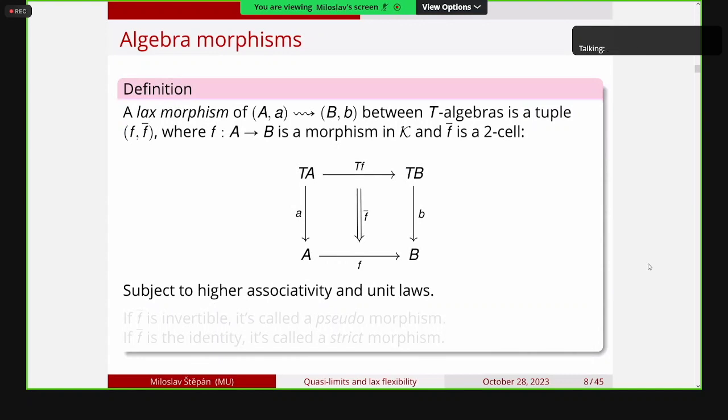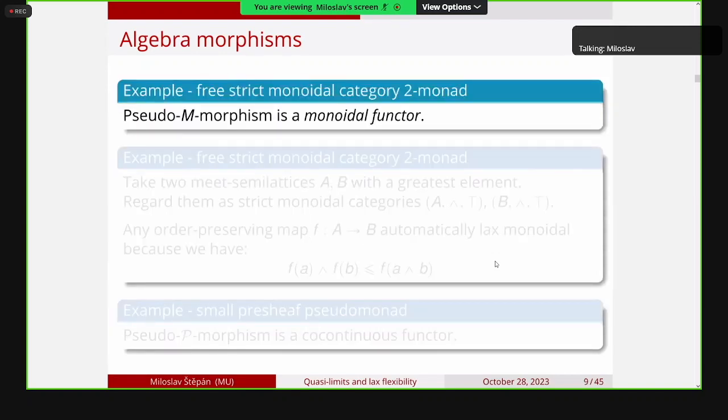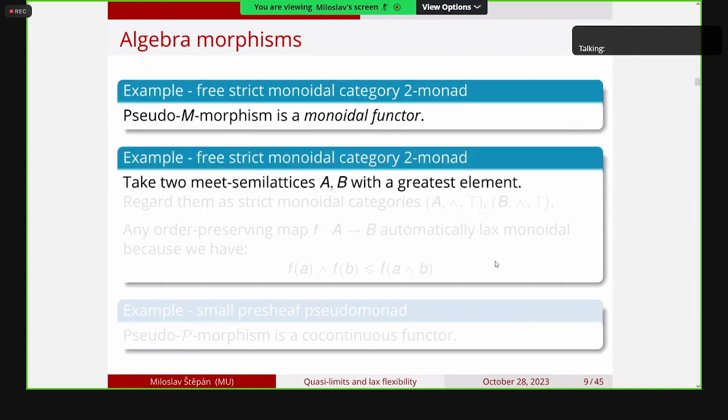Let me recall the notion of morphisms between algebras. Again, there are various degrees of strictness. A lax morphism between algebras A and B consists of a one-cell component together with a two-cell component F-bar, again subject to some laws. If F-bar is invertible, it's called a pseudomorphism, and if F-bar is the identity, it's called a strict morphism.